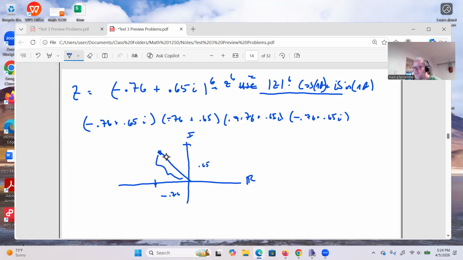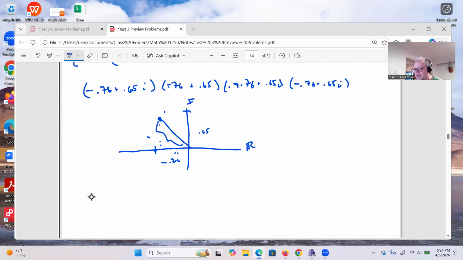The first thing we have to do is figure out the absolute value. The absolute value is just how far away you are from zero. Looking at this, it looks like a triangle. We have two legs, an adjacent side and an opposite side, and we have to figure out the hypotenuse. We've done that before. So the modulus of z, or the absolute value of z, is equal to the square root of negative 0.76 squared plus 0.65 squared, and we're going to take that square root.